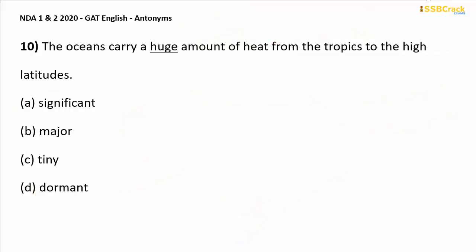Let's go to the next and the final question from the antonyms topic in your NTA 2020 examination of the English part of the GAT paper. And here you are. The oceans carry a huge amount of heat from the tropics to the high latitudes. This is also a very, very easy question. You need to find out the antonym or opposite of huge.